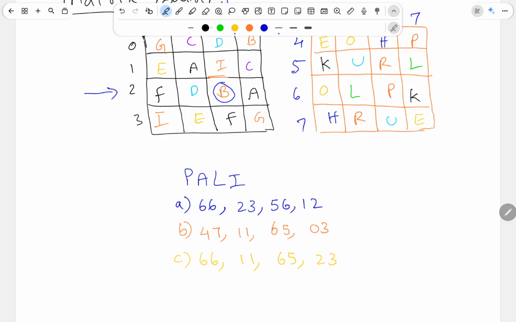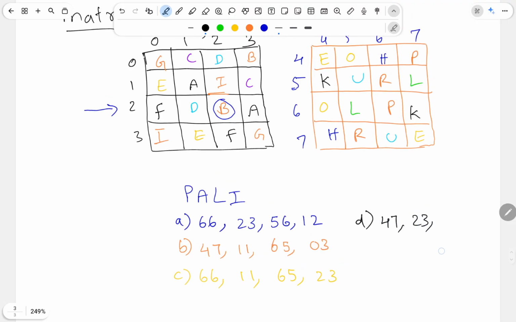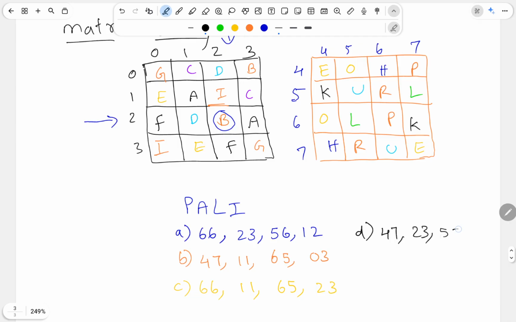Then fourth option, 4723, 5712, or 30 will take. Okay, so now what is our answer?